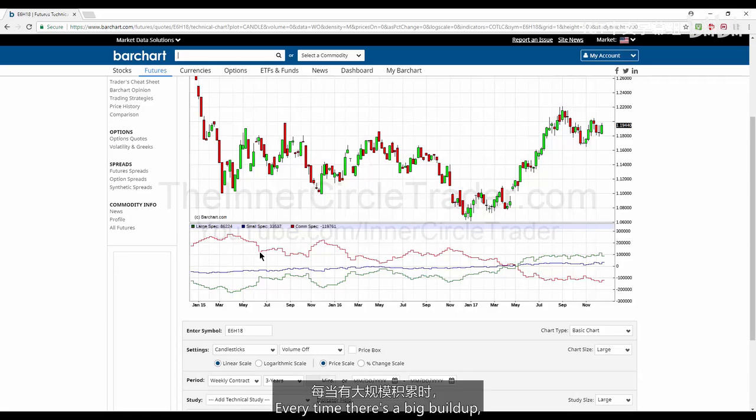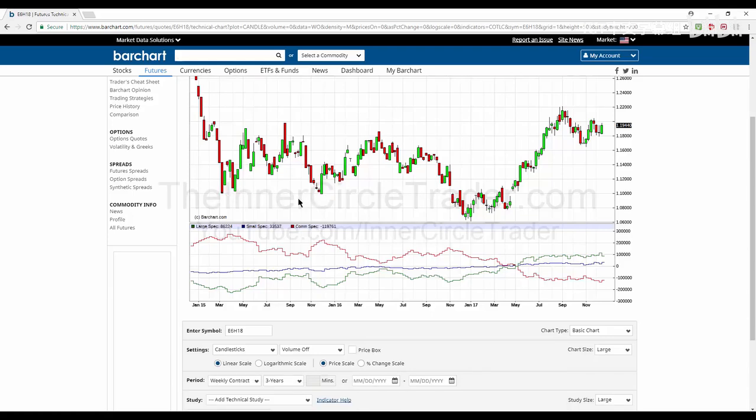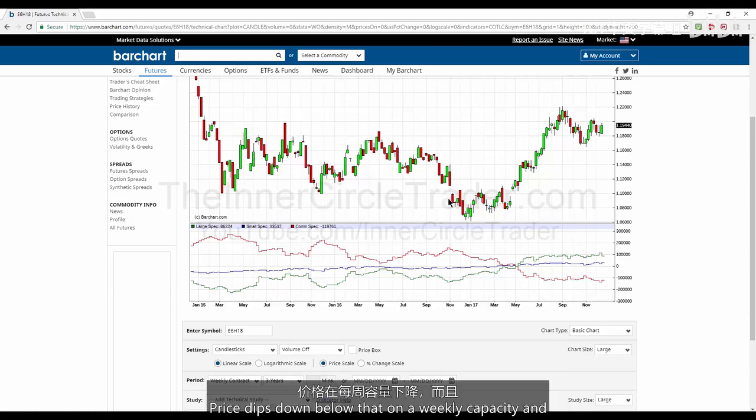Every time there's a big buildup, there's a small little rally in here. Big buildup in their commercial holdings. It rallies. And as price starts to drop below these equal lows, look closely. Okay, we have equal lows here. Price dips down below that on a weekly capacity. And we are in a net long position. So the commercials are accumulating those positions long.